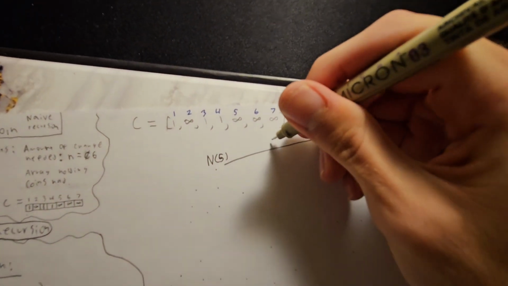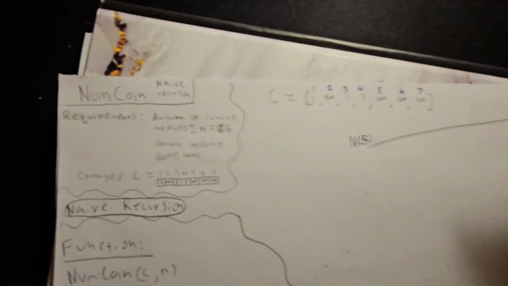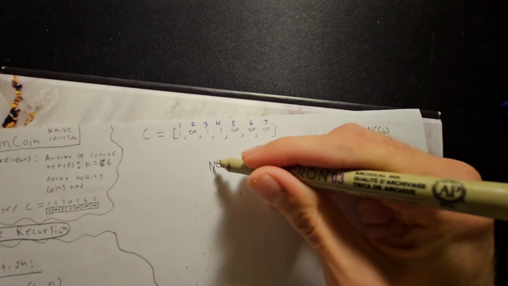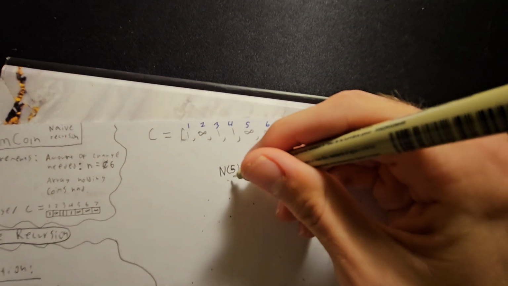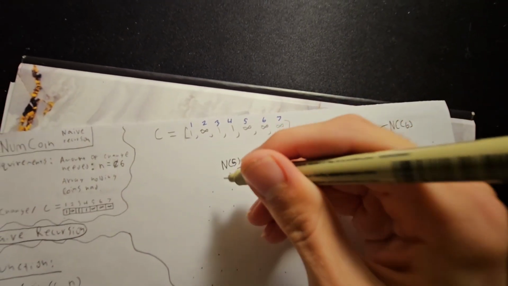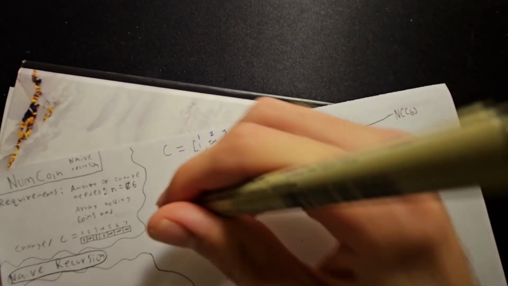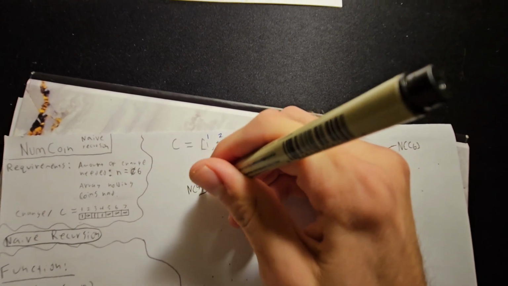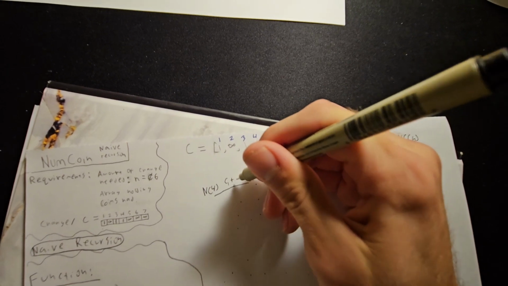Our array is called C, so change. This is C1 plus some value, which is going to be whatever this function call ends up returning. So this will then call, next it will call NC4. This is also going to be a C1 plus.